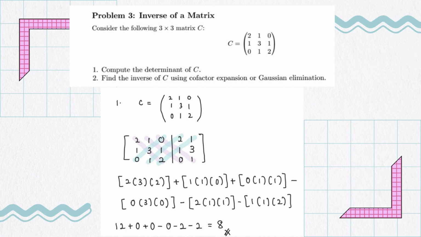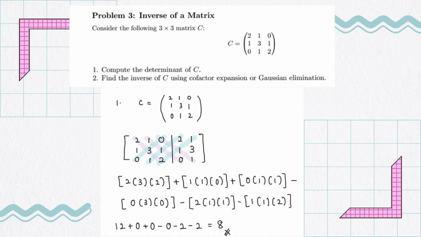The next question is to find the inverse of a matrix. Given C: 2, 1, 0, 1, 3, 1, 0, 1, 2. First, we need to compute the determinant. To find the determinant, we use the matrix expansion method.